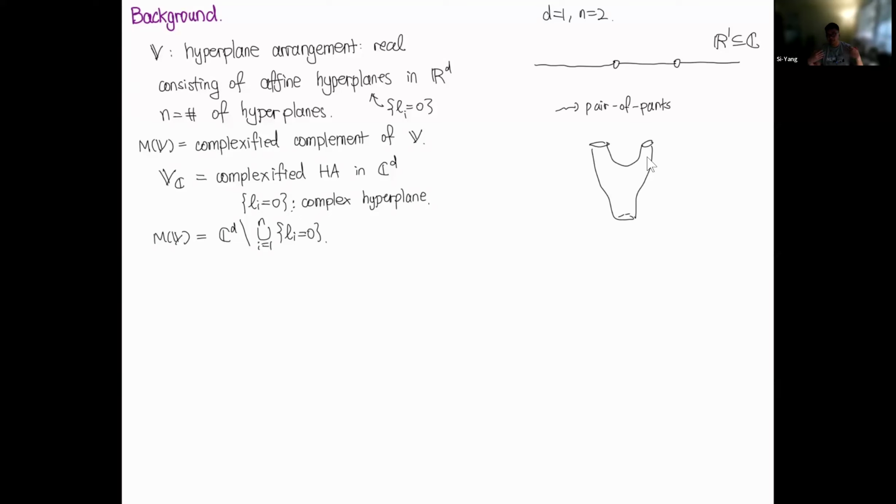If you remove more and more hyperplanes, the topology becomes more and more complicated. In one dimension, it's very clear that you are attaching handles to a trivial C. You can see that this C is lying inside somewhere, say a disk here. This is your C, and then you attach two handles to the C so that you finally get this pair of pants.